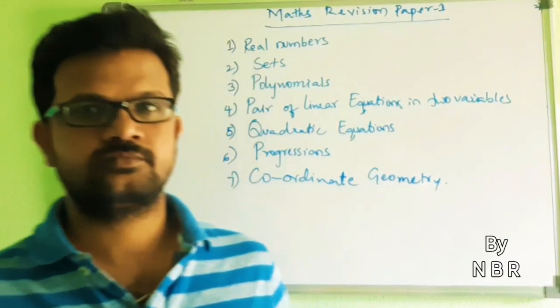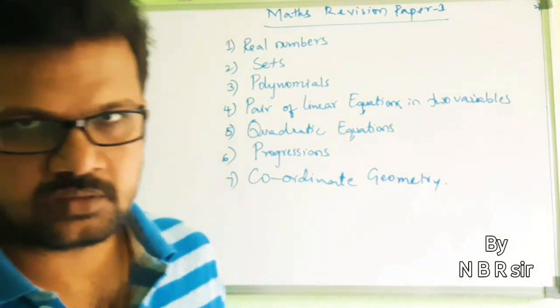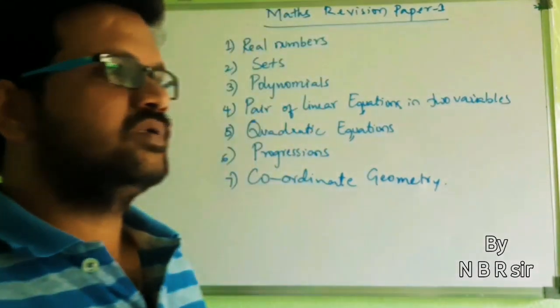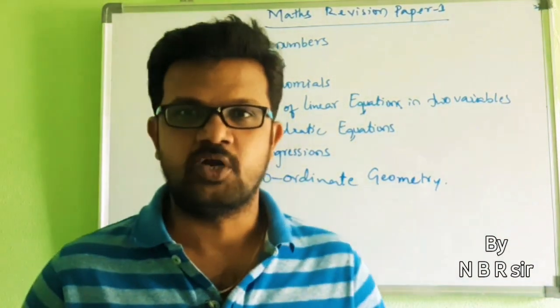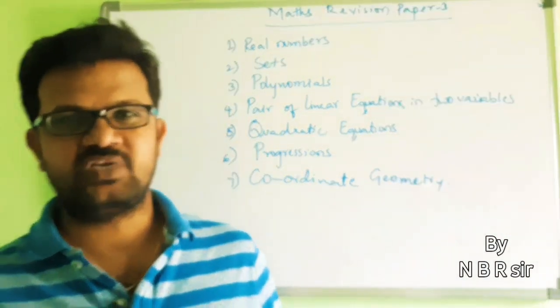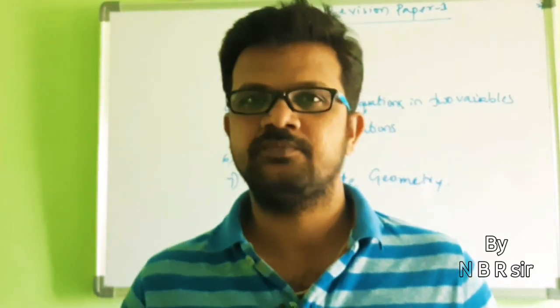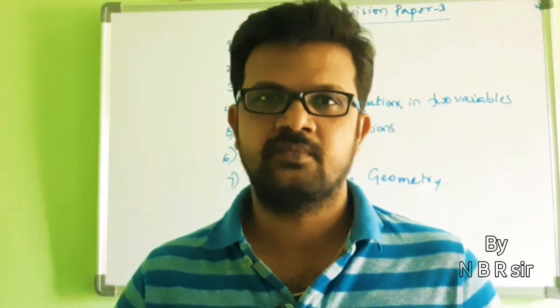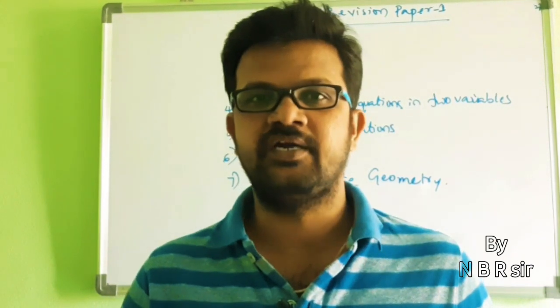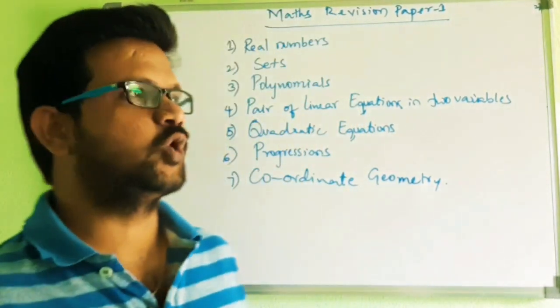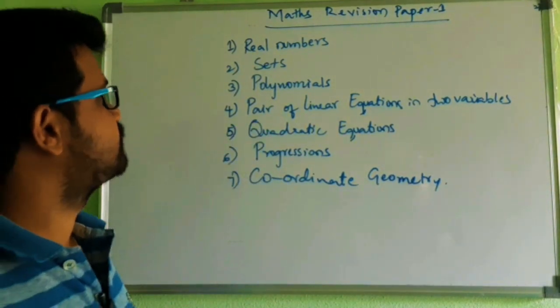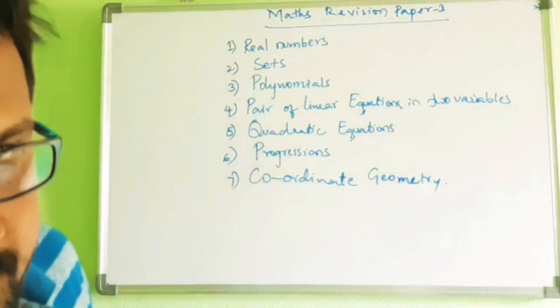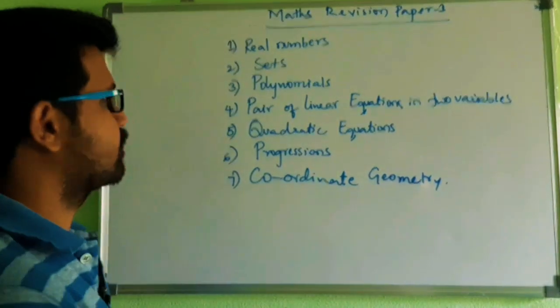Hi students, today we revised paper 1. There are 7 chapters in paper 1: real numbers, sets, polynomials, pair of linear equations in 2 variables, quadratic equations, progressions and coordinate geometry. So we revised these 7 chapters. Let us go for the first chapter, real numbers.